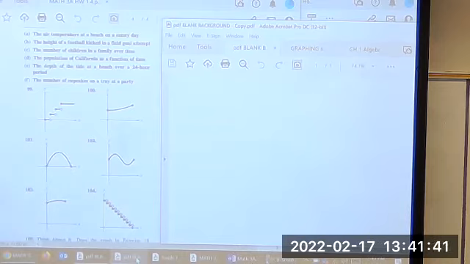Which one? Well, 99, 100, 102, 103, or 104. Which one is the air temperature at a beach on a sunny day? 100? Maybe. Was it like all day?